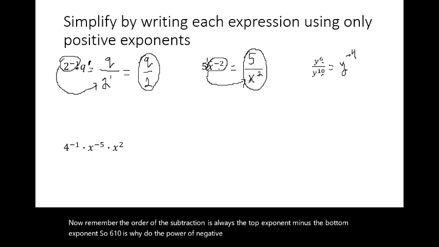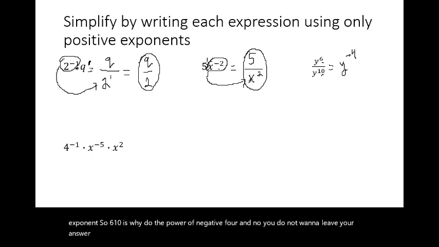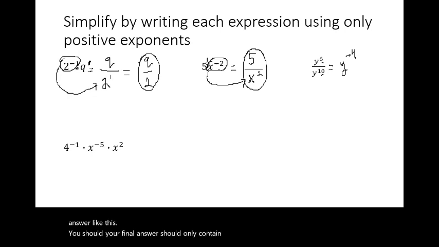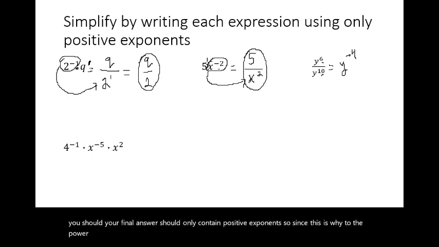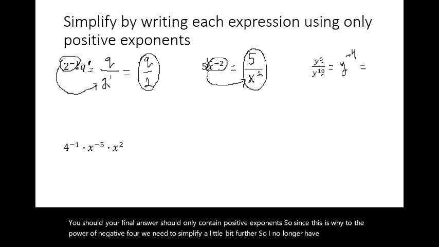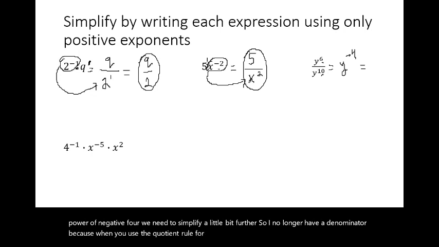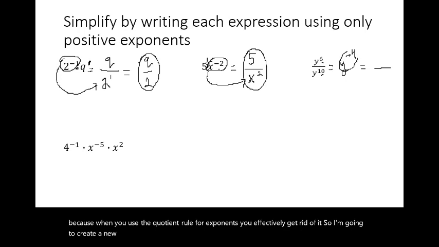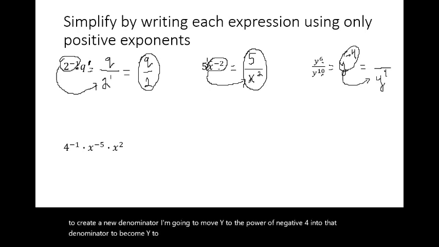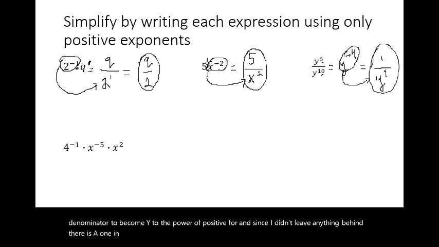And no, you do not want to leave your answer like this. Your final answer should only contain positive exponents. So since this is y to the power of negative 4, we need to simplify a little bit further. So I no longer have a denominator because when you use the quotient rule for exponents, you effectively get rid of it. So I'm going to create a new denominator. I'm going to move y to the power of negative 4 into that denominator to become y to the power of positive 4. And since I didn't leave anything behind, there is a 1 in the numerator. So 1 over y to the 4th is our final answer.